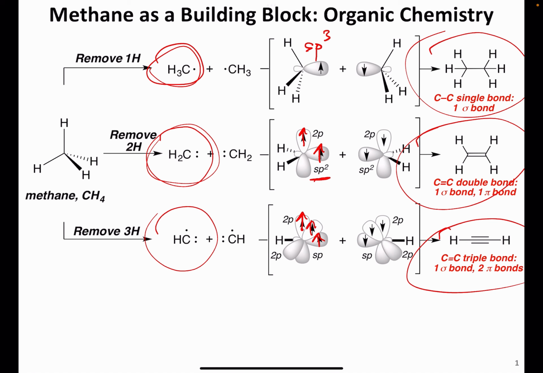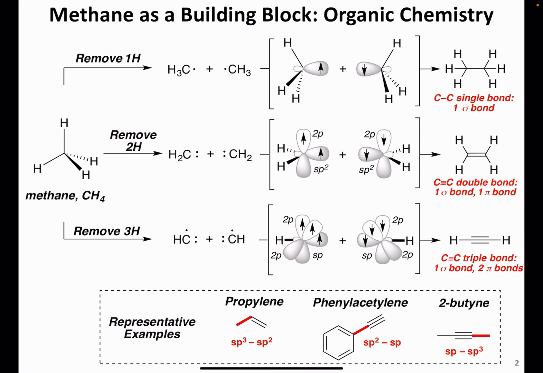And so between these three fragments, the methyl radical, a carbene, and a carbyne, we can build really an unlimited amount of hydrocarbon structures. For example, if an sp3 hybrid gets together with an sp2, we can construct propylene. If an sp2 hybrid gets together with an sp, we can construct phenylacetylene. And if sp3 gets together with sp, we can form alkynes like 2-butyne.